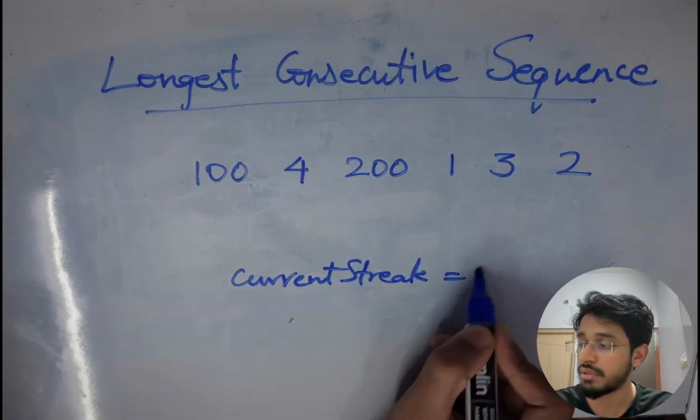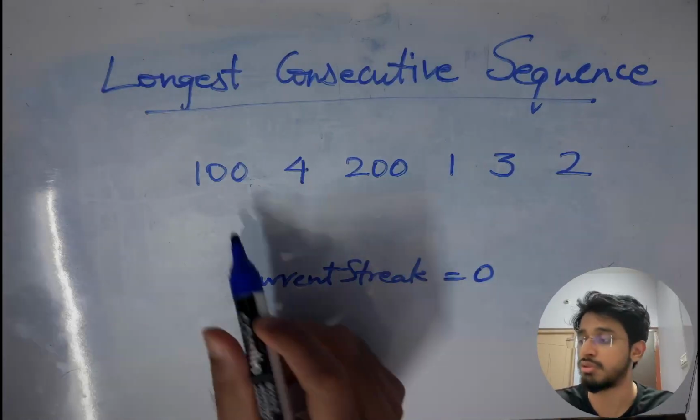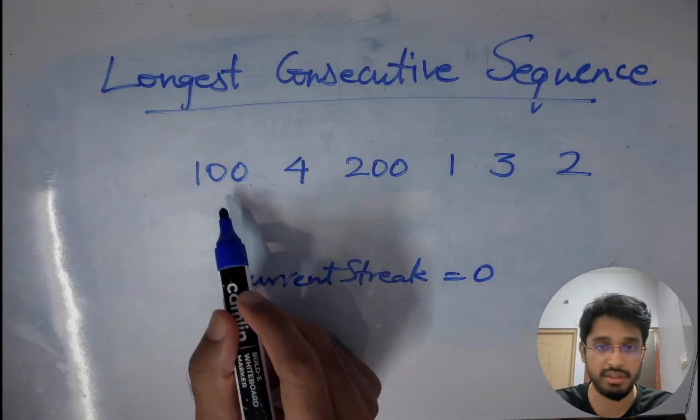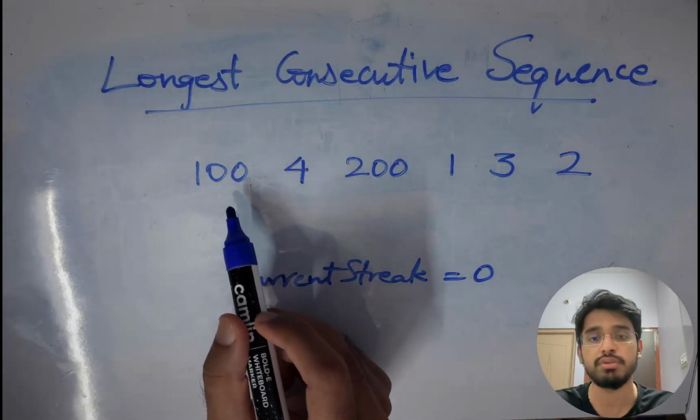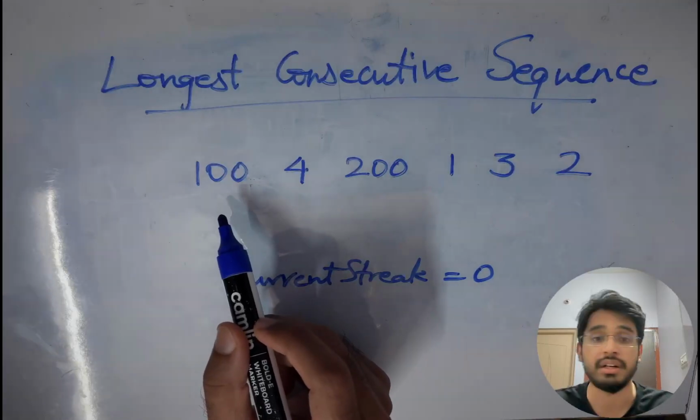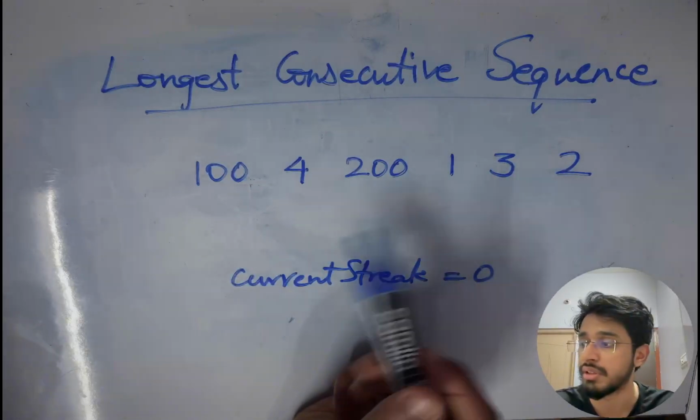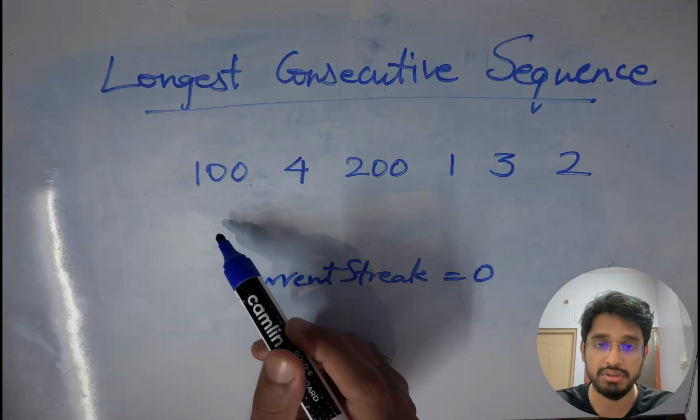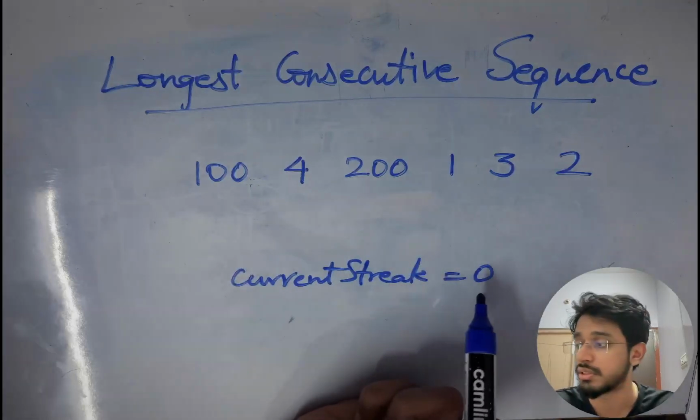Alright, and initially it will just be 0. So we can just loop across all these elements. For the first index, the value is 100. We need to check if the next value, that is 101, exists within this particular array or not. If it doesn't exist, the streak will just be 0.